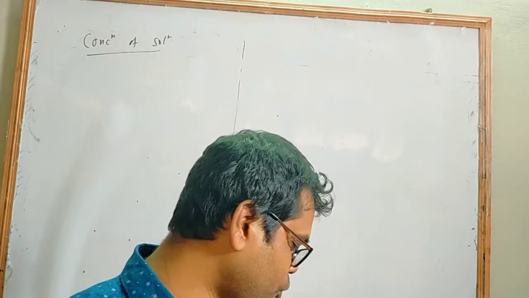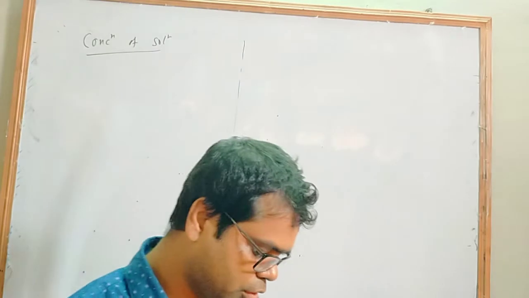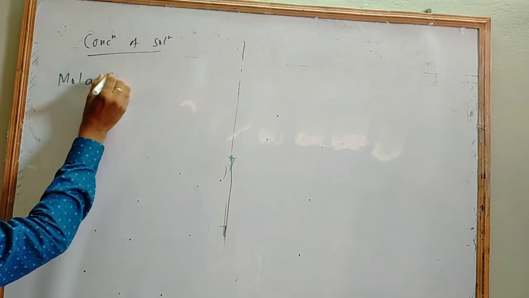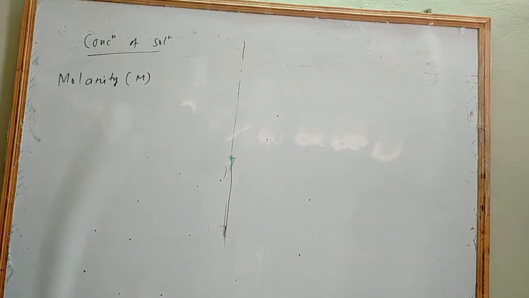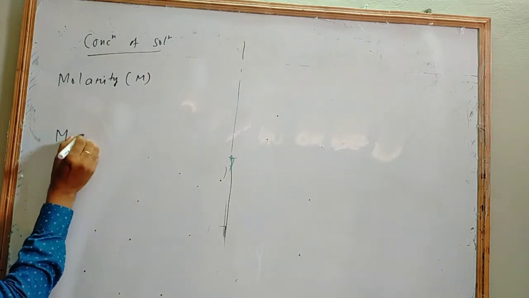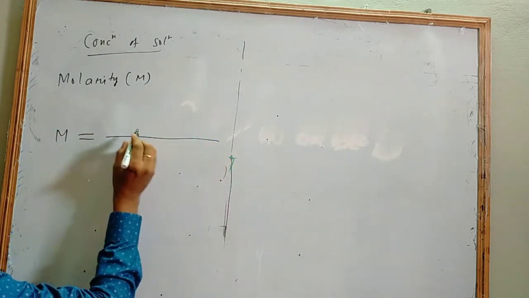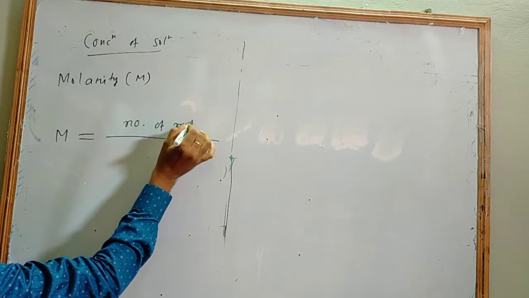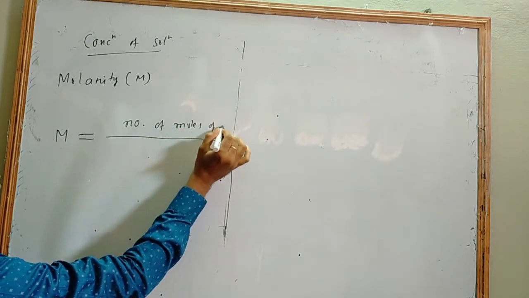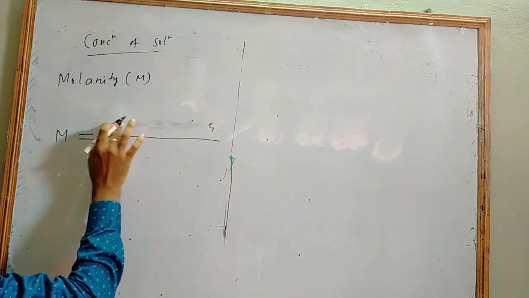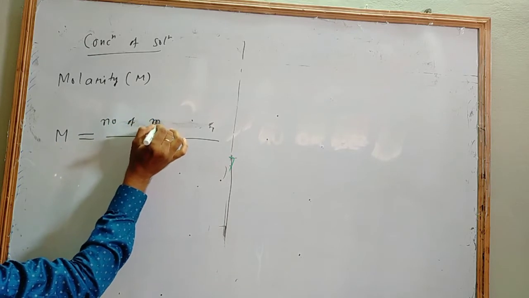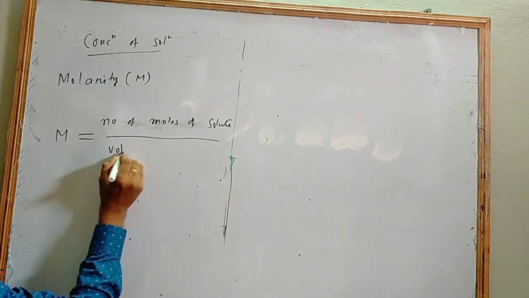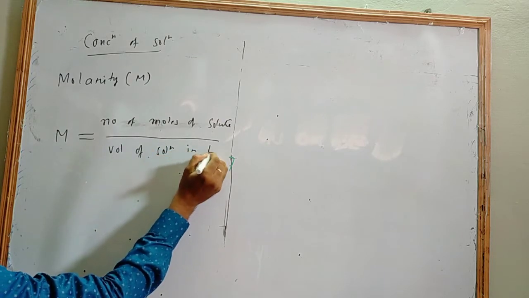One is your molarity, another one is molality. So first of all we are taking the molarity, denoted by capital M. So molarity is the ratio of number of moles of solute by volume of solution in liter.